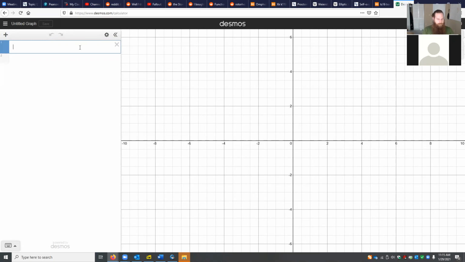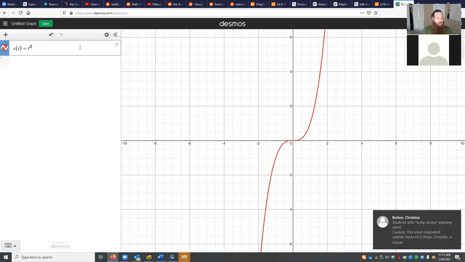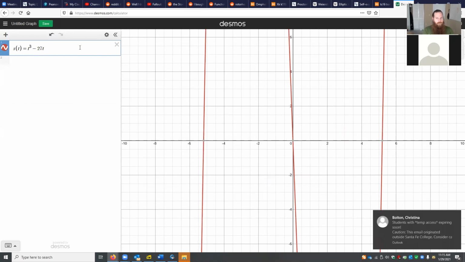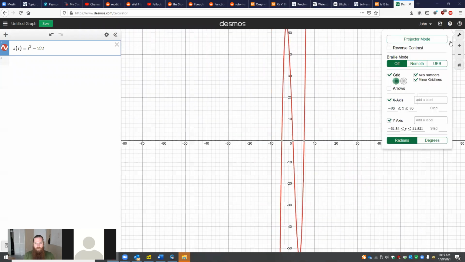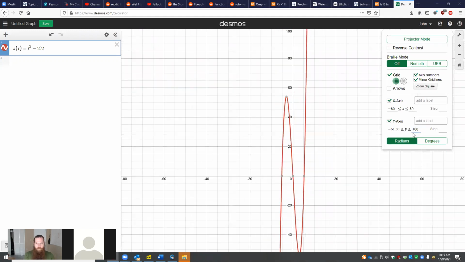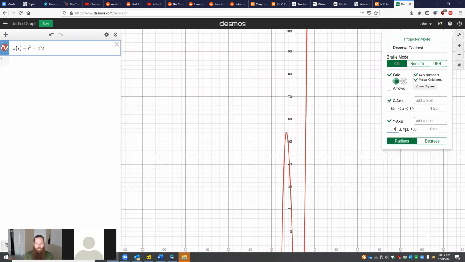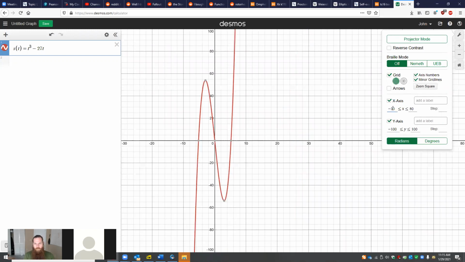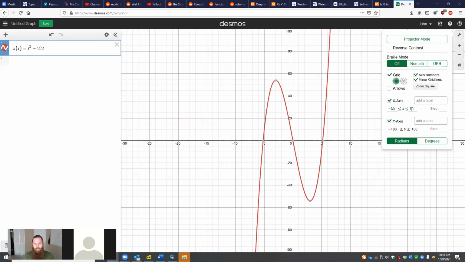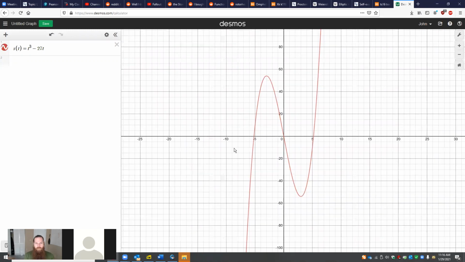So s of t is t cubed minus 27t. Let me fiddle with these. Yeah, let me scale these down. Let's go with something like this, right? So here's my position function.